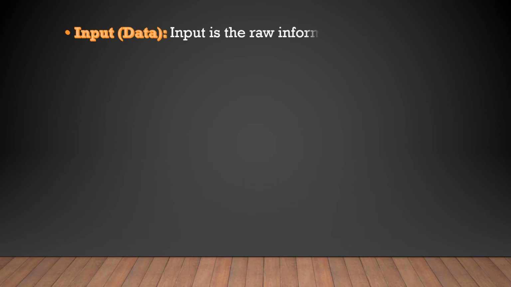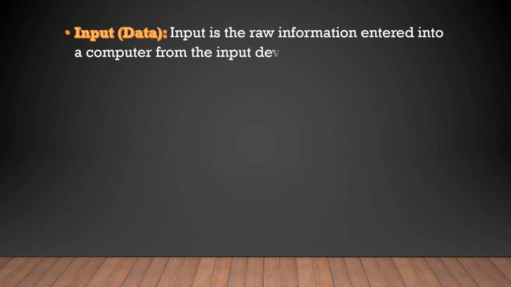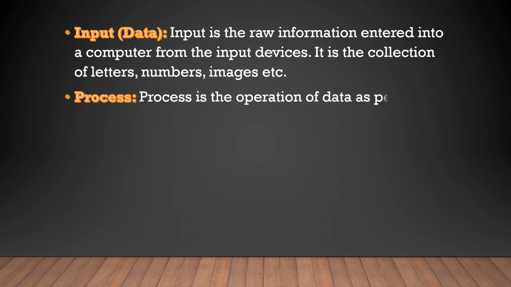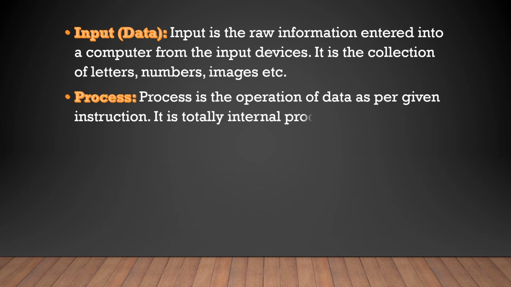Input is the raw information entered into a computer from the input devices. It is the collection of letters, numbers, images, etc. Process. Process is the operation of data as per given instruction. It is totally an internal process of the computer system.